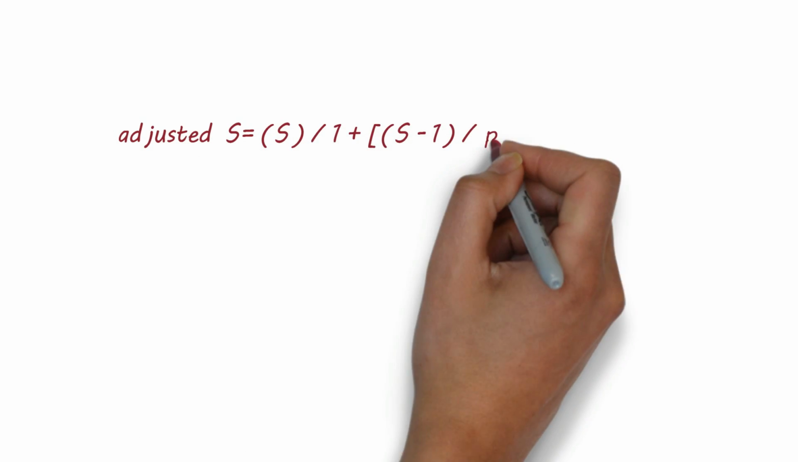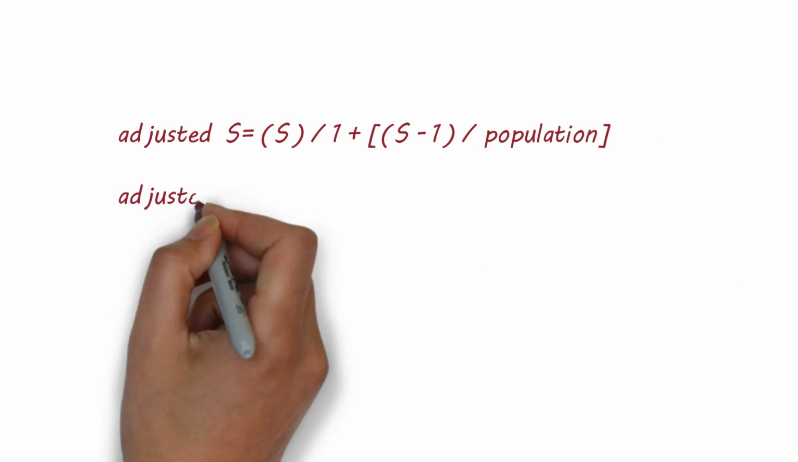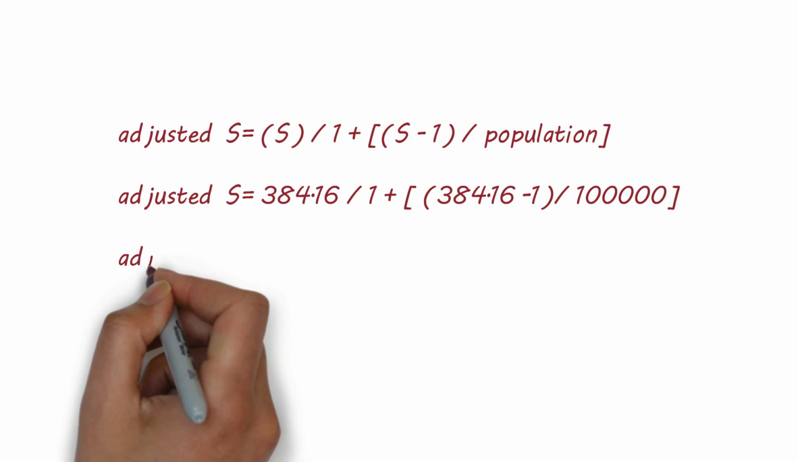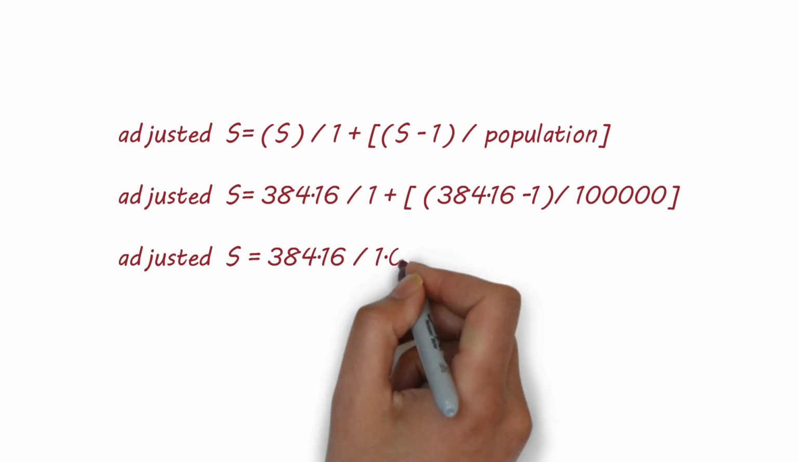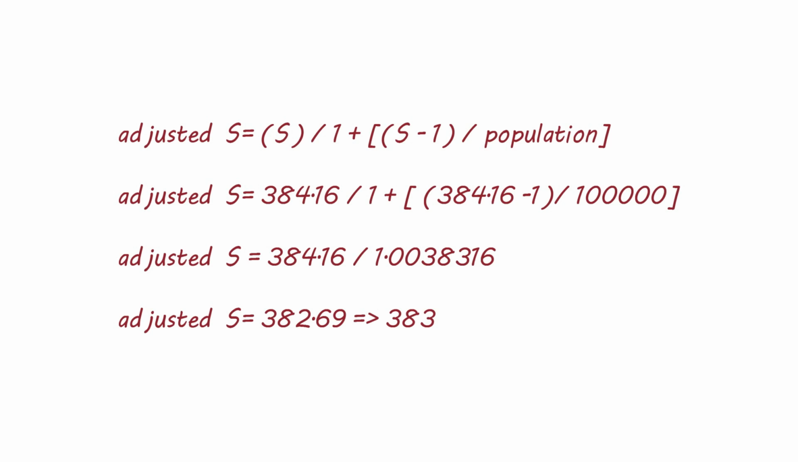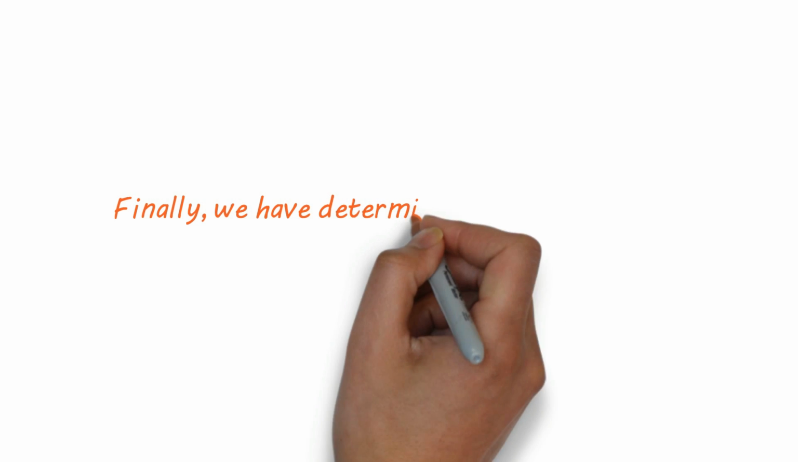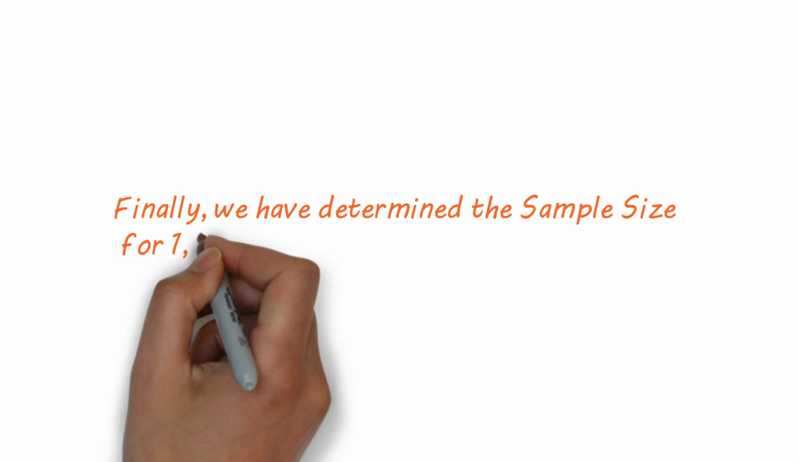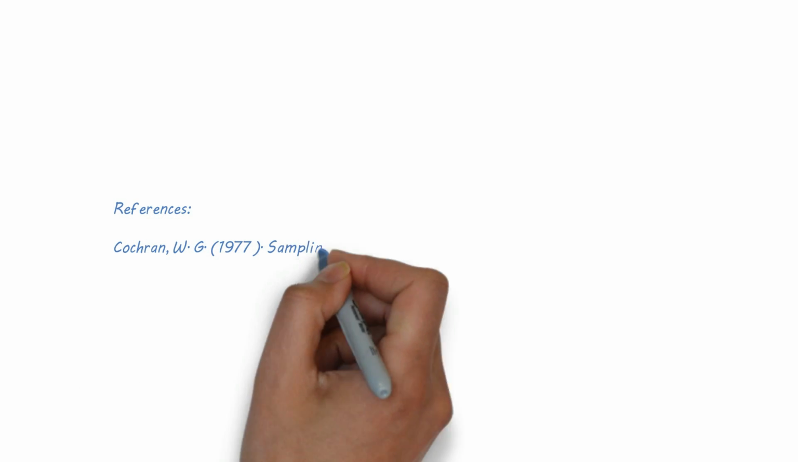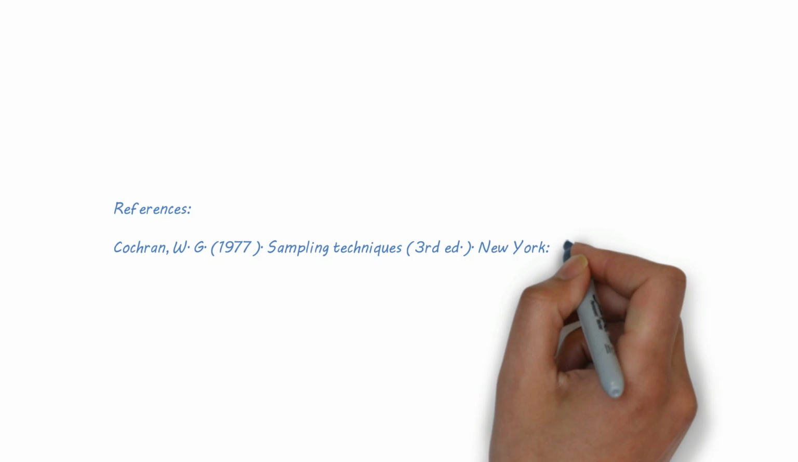When I take S value as 384.16, which is sample size of infinity population, and population as 1 lakh, I get the adjusted sample size for 1 lakh population as 382.69, which is approximately 383. Finally, we have determined the sample size for required population of 1 lakh, which is 383. For citation purpose, you can note the changes.